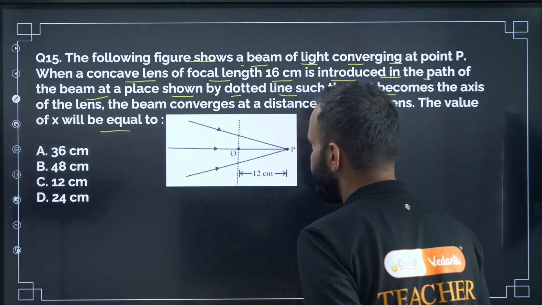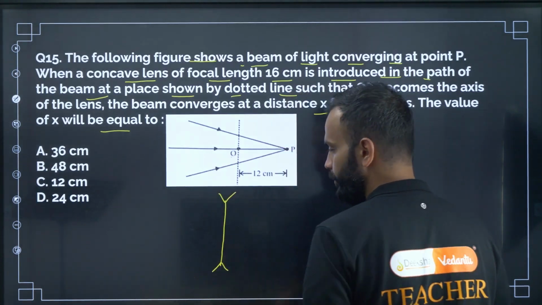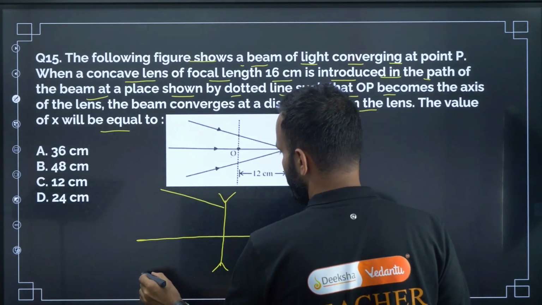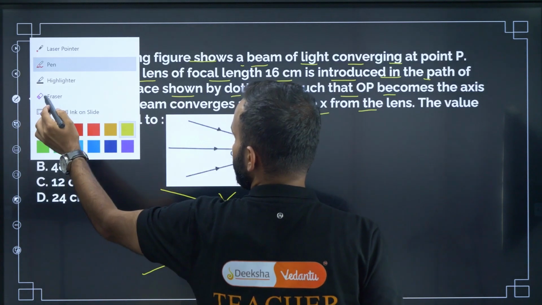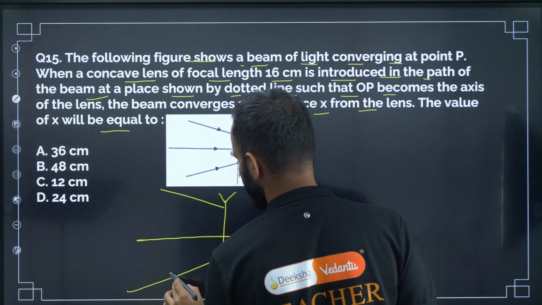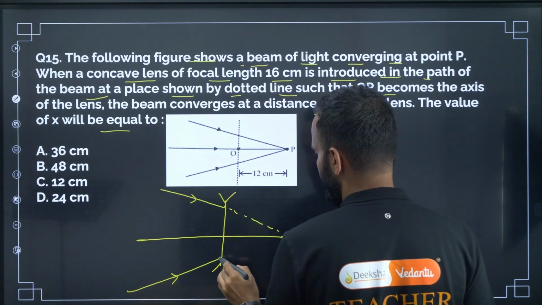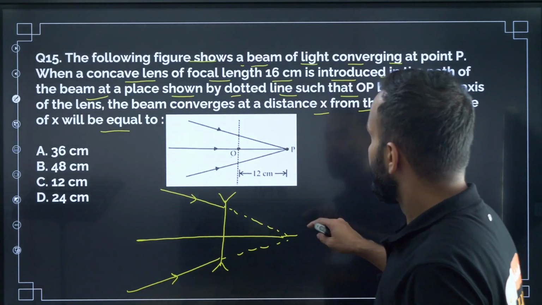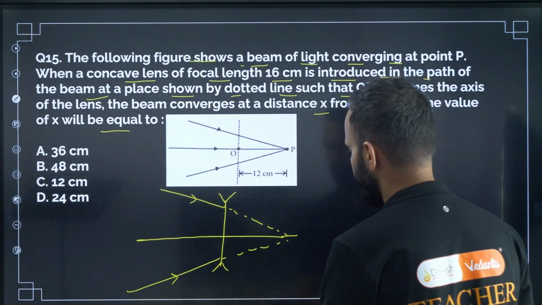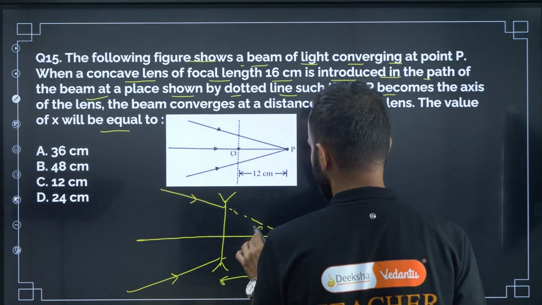The value of x will be, okay, so here we have placed a concave lens. This is how I represent a concave lens. So these are the converging rays, right? The beam converges at a distance x from the lens, right? Distance x from the lens. So this is the point P.